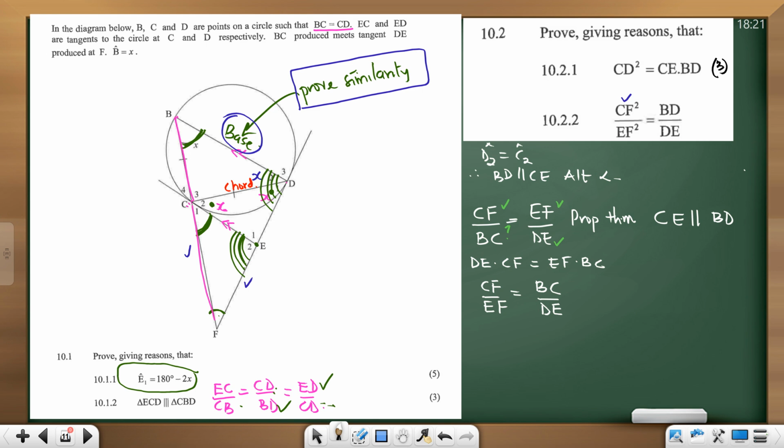Okay, let's square both sides now. Why am I squaring? I'm allowed to do that as well, because I see the examiner saying CF squared over EF squared. As long as I'm doing it on both sides, it's allowed. So what do I have? CF squared over EF squared equals BC squared over DE squared.